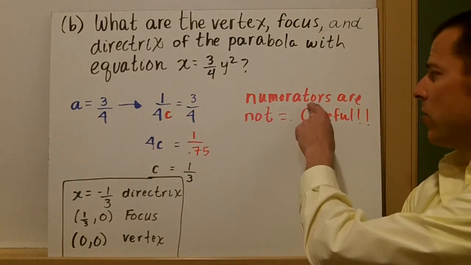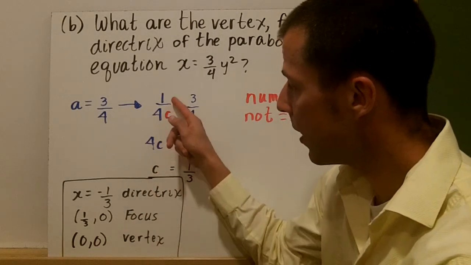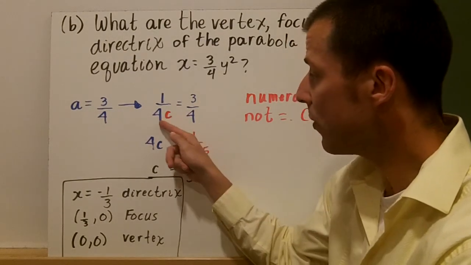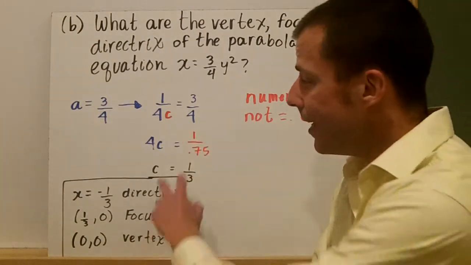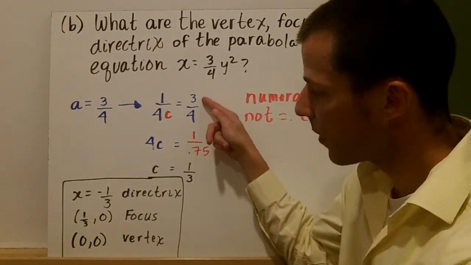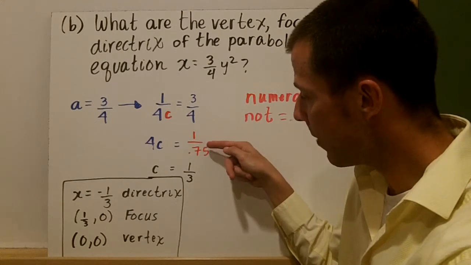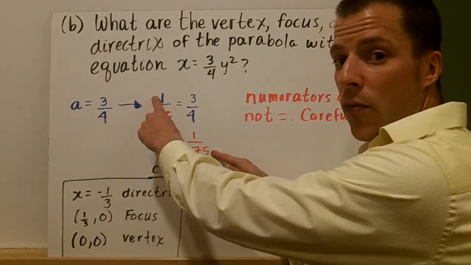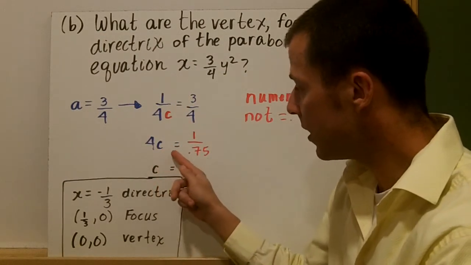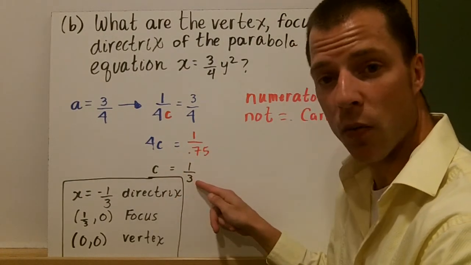It's important to note that the numerators are not equal here. Okay, very important. The last time in the example we had 1/4c equals negative 1/12, and we set the denominators equal to one another. In this case we can't. C does not equal 1. So what we have to do is take this fraction, 3/4, and write it as 1 over 3/4, or 1 divided by 0.75. Then we have 1 over a number, 1 over a number. So we're going to have 4c is equal to 1 over 0.75. Solving for c, we get 1/3.